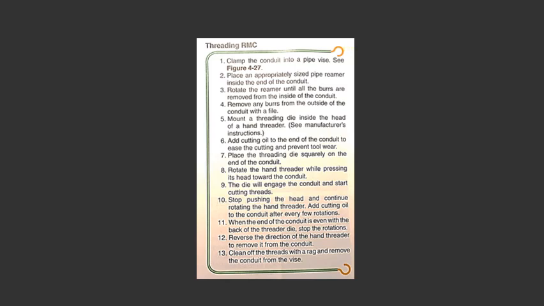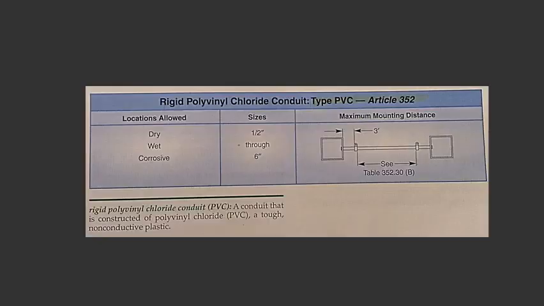Rigid PVC conduit. Rigid polyvinyl chloride conduit, or PVC, is constructed of polyvinyl chloride. It is a tough, non-conductive plastic. PVC weighs much less than metal conduit and is designed to be used everywhere other types of conduits are used. There are many types of fittings available to connect the PVC to non-metallic and metallic boxes and conduit. See Figure 4-28.